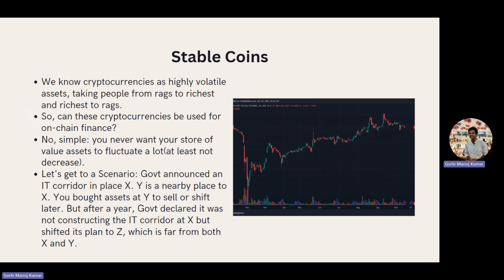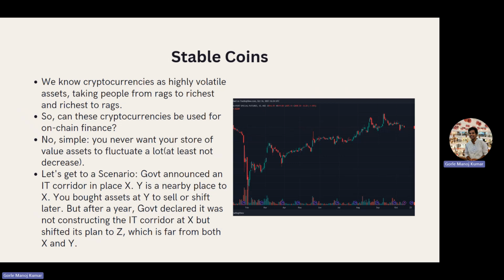And place Z is much farther from place X and place Y. So what happened? I invested some value. After the announcement, the prices rose, but I invested on the thought that I would realize profits later. But what happened when the government later announced that Z is going to be the place where the IT corridor is coming? The amount I invested lost its value. My asset literally lost its value. Now if I try to sell it, I'm going to realize losses.